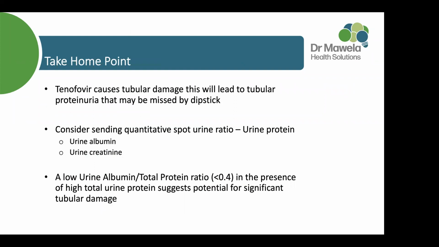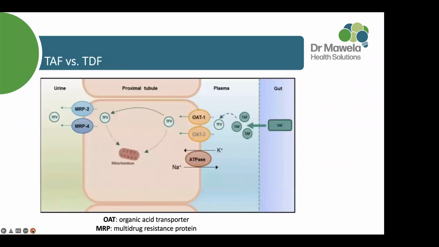So the take-home points around tenofovir is that tenofovir causes tubular damage, and this leads to tubular proteinuria, which may be missed by a dipstick, right? It's always good when you have such patients to collect that spot urine and ask for a urine protein albumin creatinine ratio. And then if that ratio comes back to be less than 0.4, you then presume that your patient has tubular damage, not glomerular damage, and likely to be TDF. And then you manage your patient based on your capabilities at your level there. Most likely switching would be the best approach.